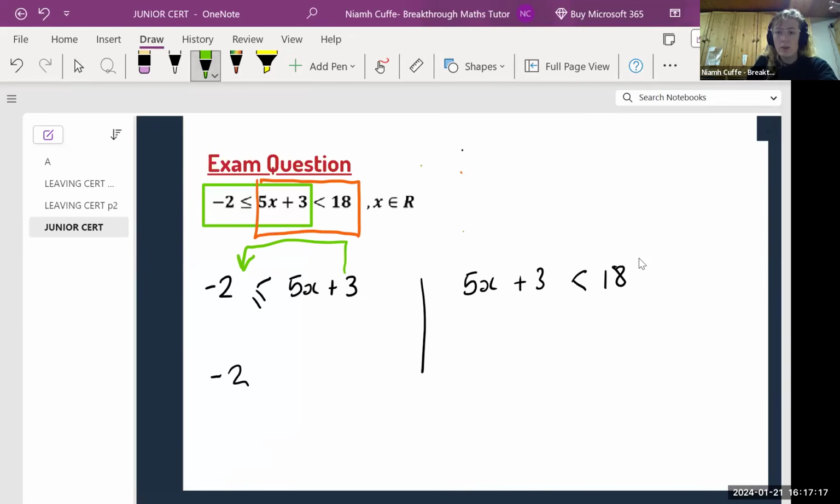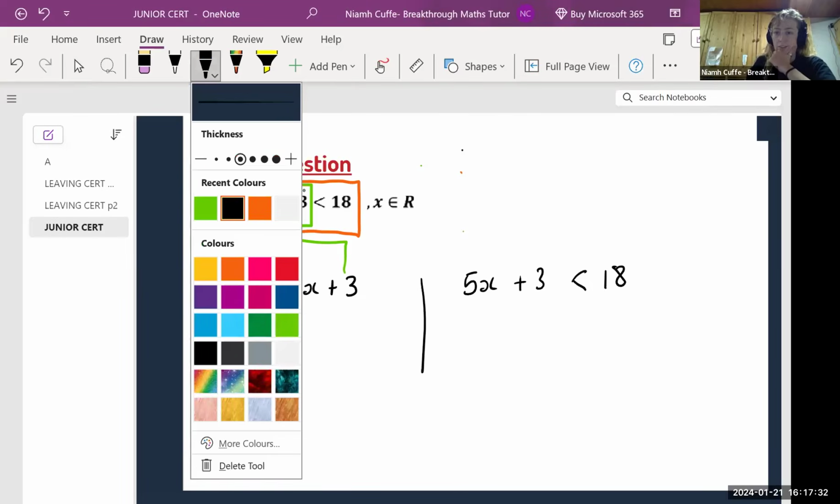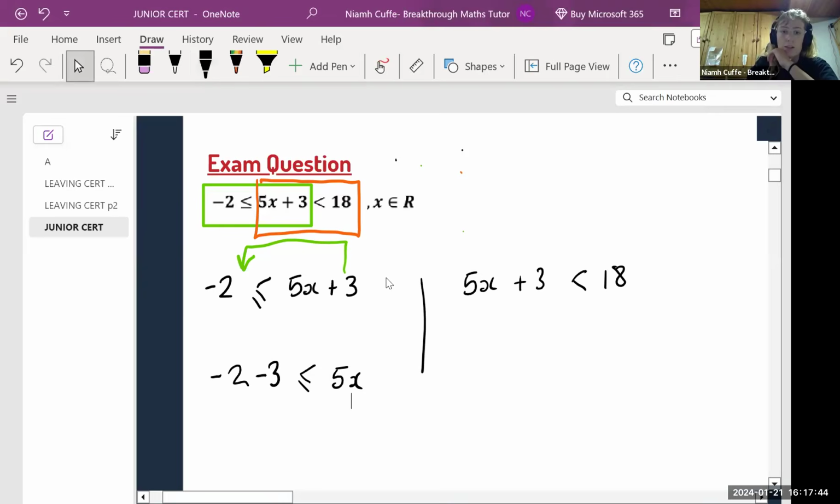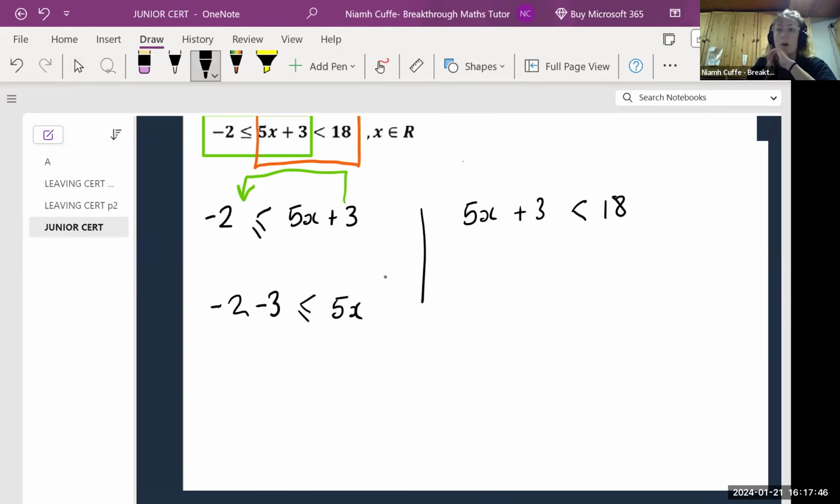Guys, when I take a number over an equal sign like this or an inequality sign, Dermot O'Brien, what happens to it? If I take this 3 over this inequality sign, what happens to it? The sign changes to a minus. Unreal, Dermot, well done. Exactly, guys. When it comes over any inequality sign, any equal sign, the sign changes to a minus. What are we left with? We're left with -2 minus 5 is less than or equal to 5x. -2 minus 5, guys, that's equal to -5, less than or equal to 5x.